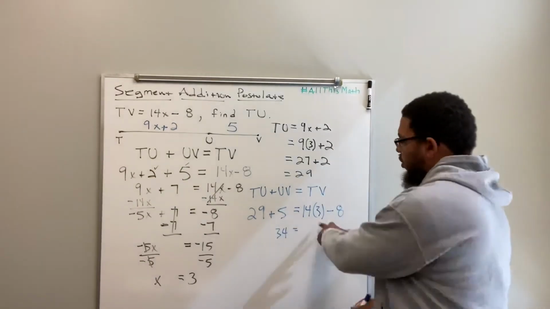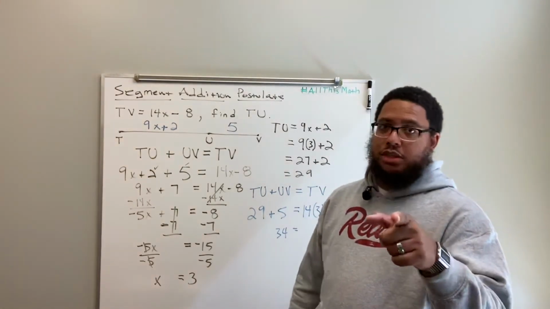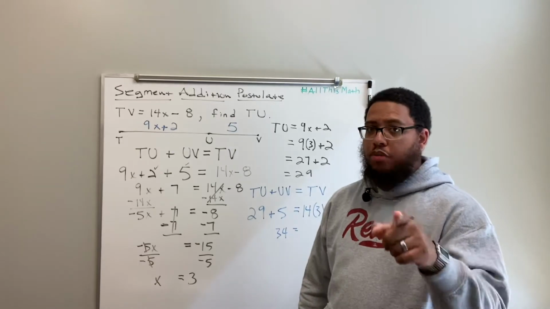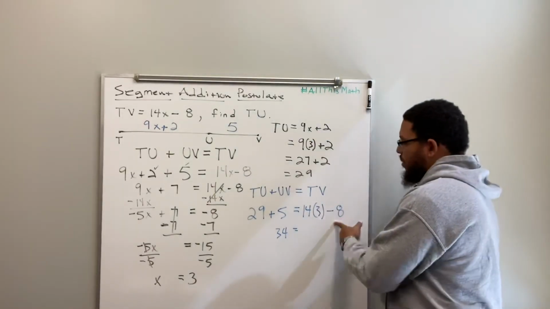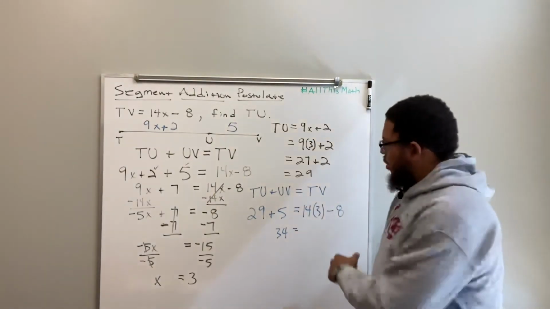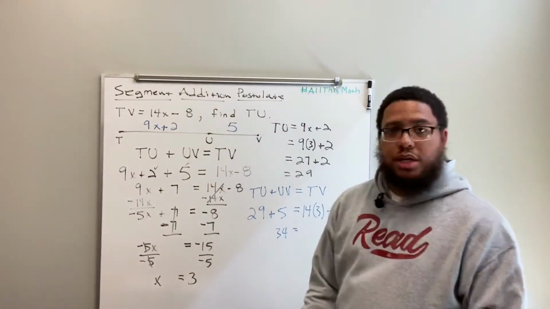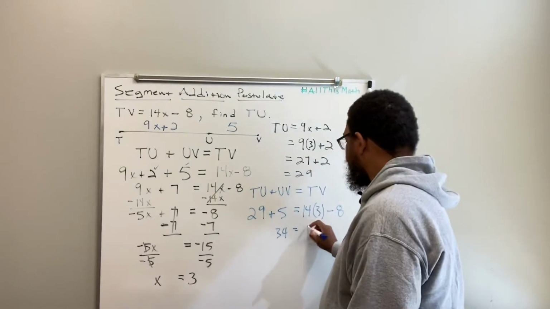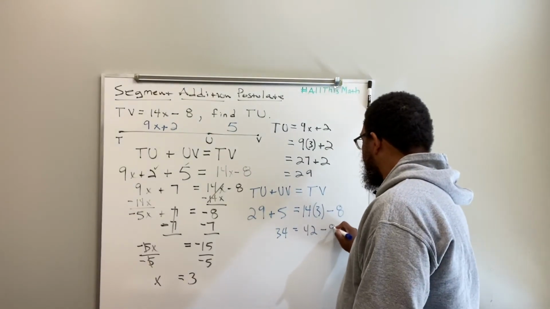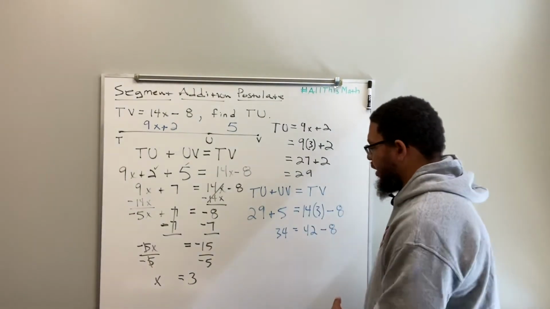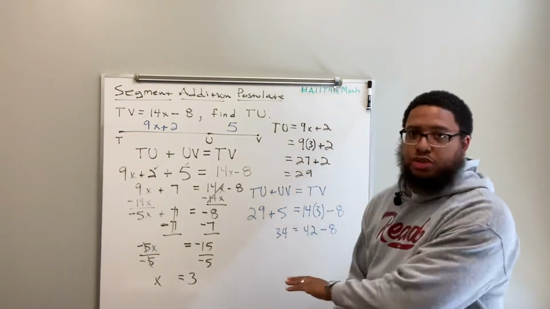What's 14? Over here on the right side, you got to know order of operations. That's another thing. You got to know order of operations. Don't do 3 minus 8 first. That's wrong. You have to multiply first and then subtract. 14 times 3 is 42. 42 minus 8.